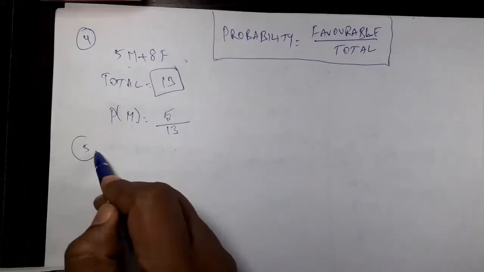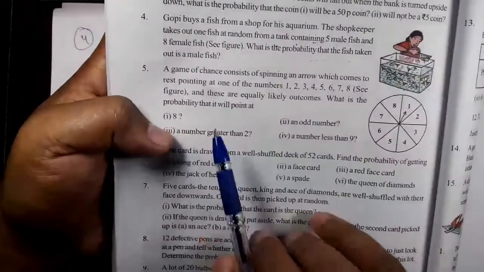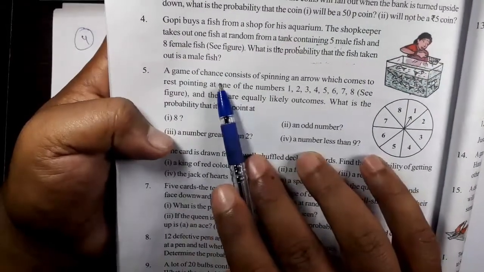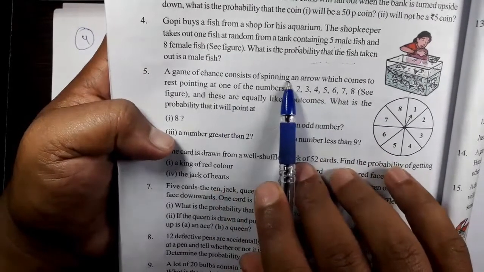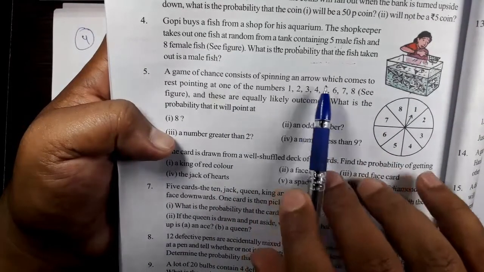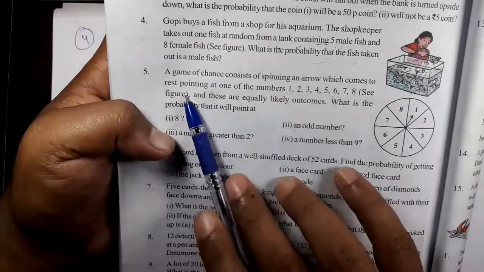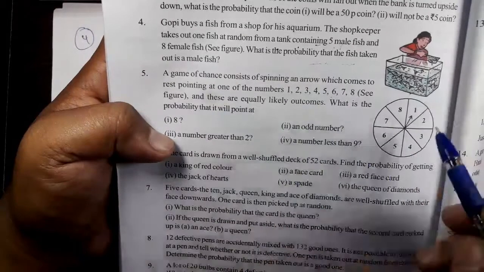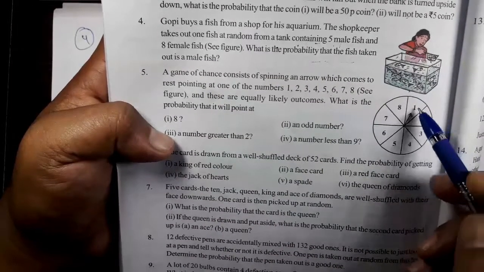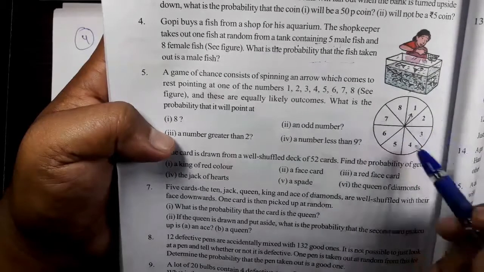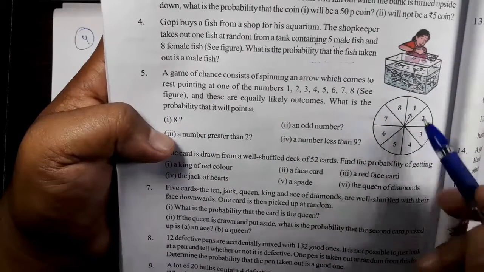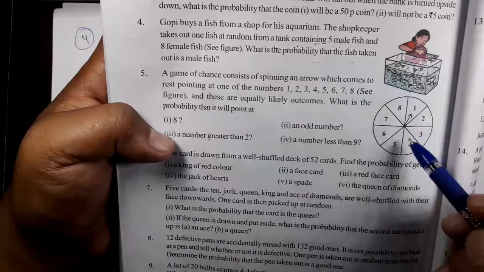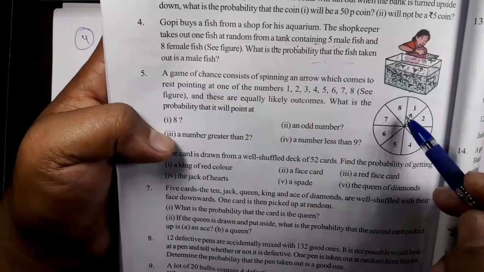Next, coming to question number 5. A game of chance consists of spinning an arrow which comes to rest, pointing at one of the numbers 1, 2, 3, 4, 5, 6, 7, 8. See this figure. See, this is an arrow, right? 1, 2, 3, 4, 5, 6, 7, 8 stops are there. You are simply rotating this arrow and leaving it. Of course, that will rotate on its own again. It will stop at some point.